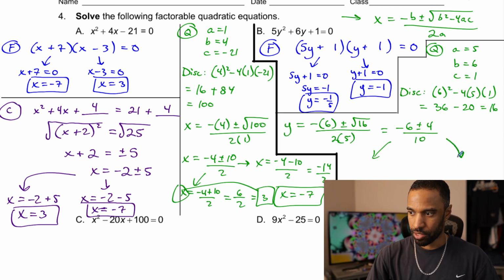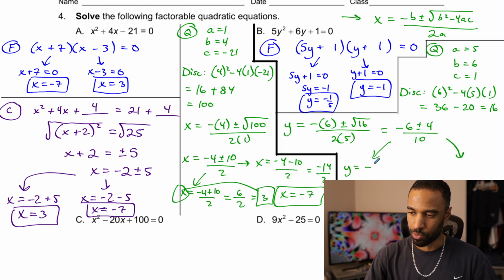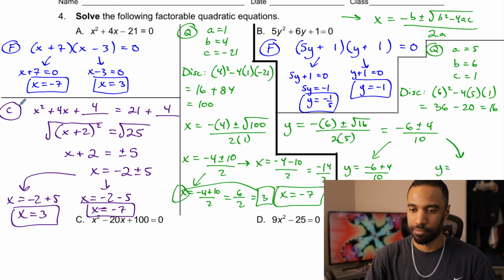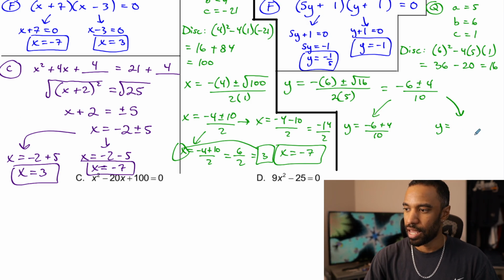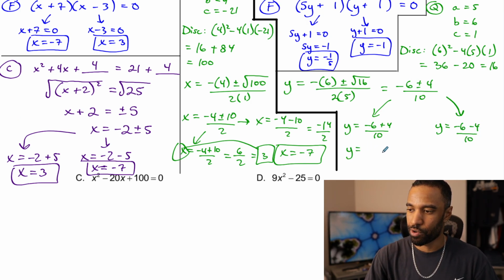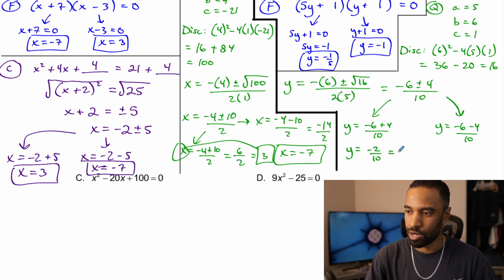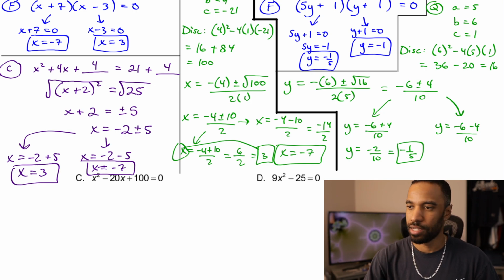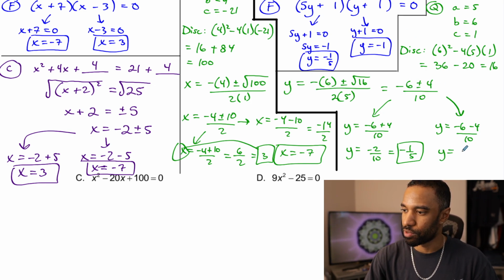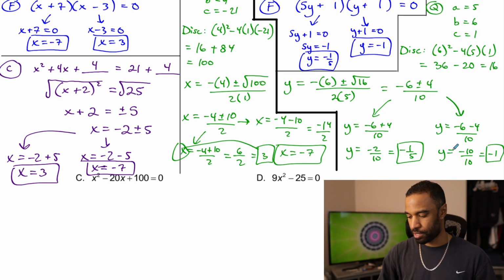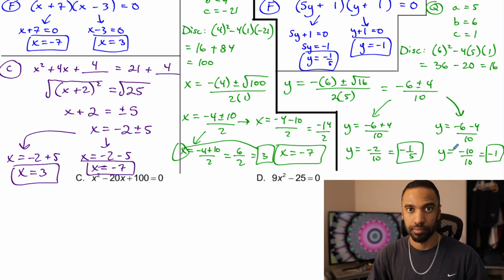So y will either equal one of two things. It'll either equal negative 6 plus 4 over 10, or negative 6 minus 4 over 10. Negative 6 plus 4 over 10 is negative 2/10, or negative 1/5. And here y is negative 6 minus 4, which is negative 10, over 10, which is negative 1. So there we go, negative 1/5 and negative 1 right there.